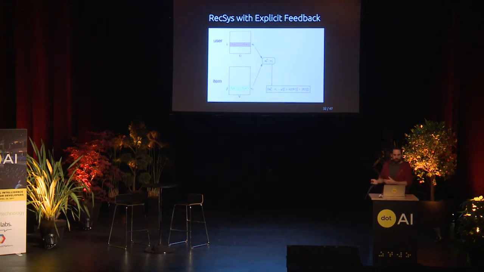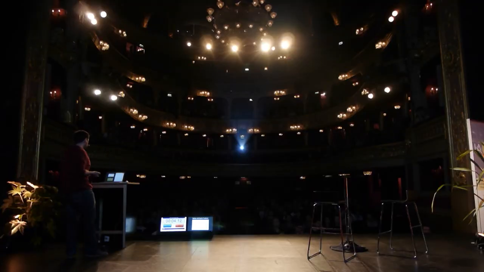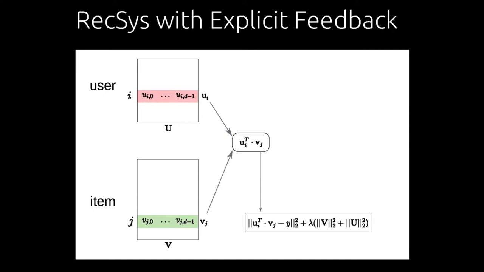So this works only for explicit feedback. To optimize the model, to fine-tune the model, we just need to minimize the difference between that dot product and the true number of stars that we have observed in the data. So it's a least squares problem. And if you see the mathematical formula, it's exactly the same as the matrix factorization problem. So it's just a neural network way to present an existing model.